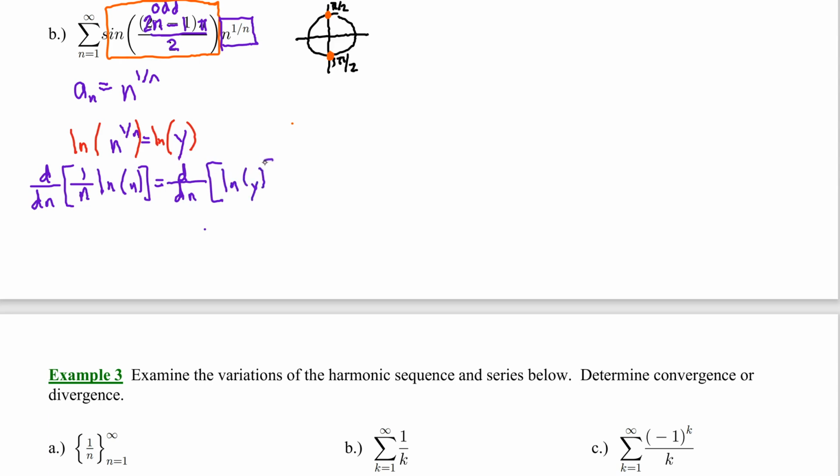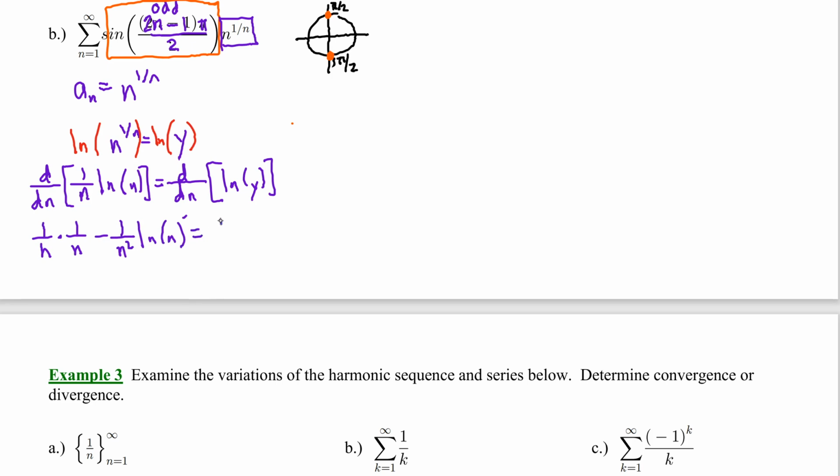Now, I know at this point we've been practicing finding limits so much that you're going to think about, is the left side an indeterminate form? But it doesn't matter because we don't have the limit operator. Our operator is derivative, so I need to differentiate the left side. And that's going to require the product rule. So we'll have the first function 1 over n times the derivative of the second, which is 1 over n, plus the derivative of the first, which comes out to be negative 1 over n squared, times natural log of n.